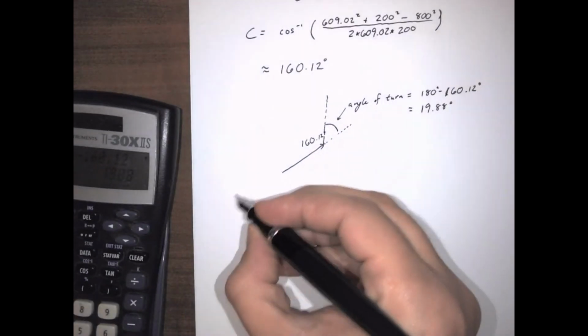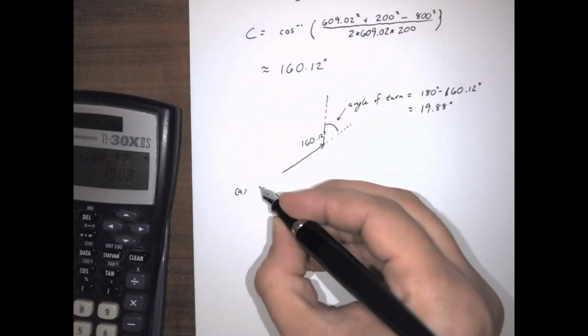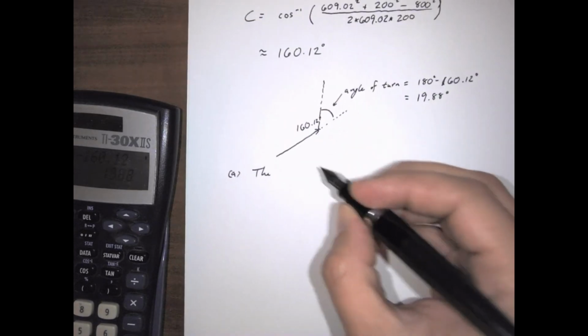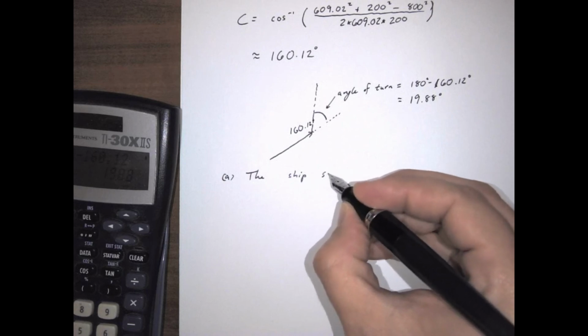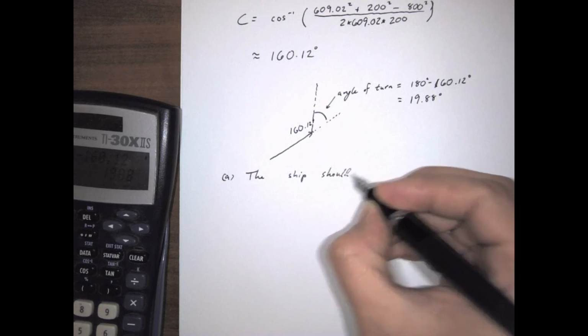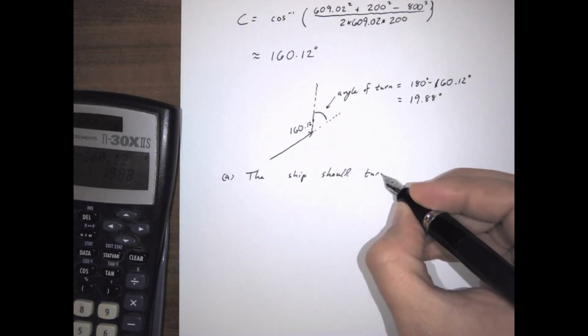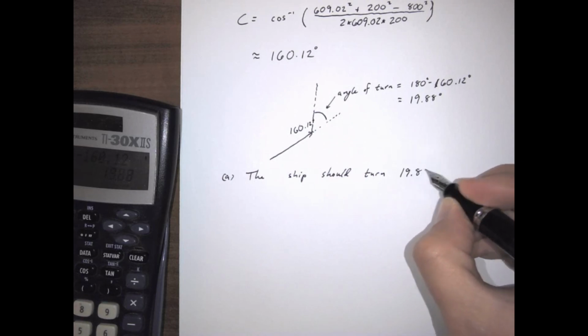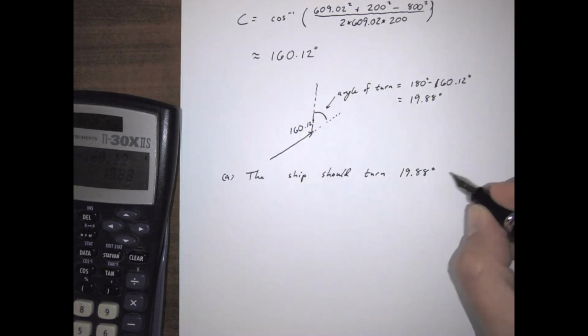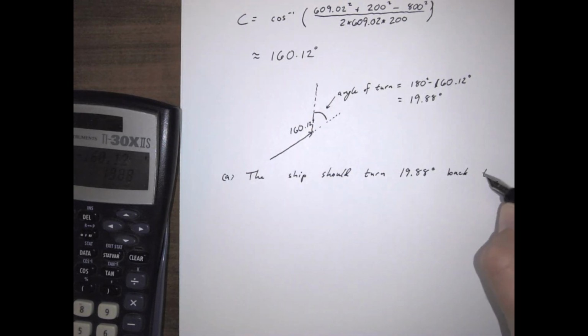So for part A, the ship should turn 19.88 degrees back towards the destination.